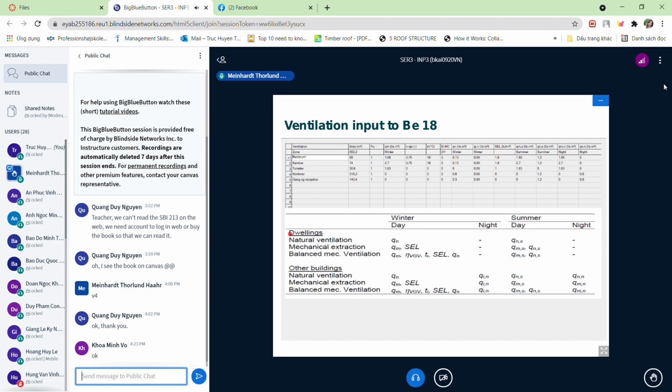Also, I would suggest going in the SBi instruction book, guidance book 213. If you look at the ventilation chapter, you will see some strategies on how these big things should be understood. It would be nice, or a strategy, for how to do the zones.